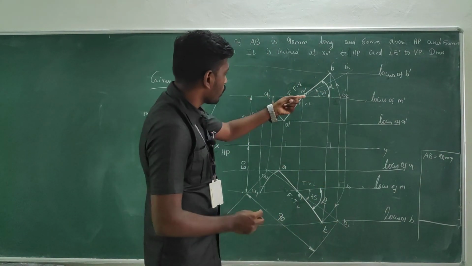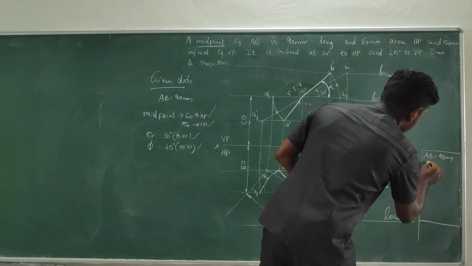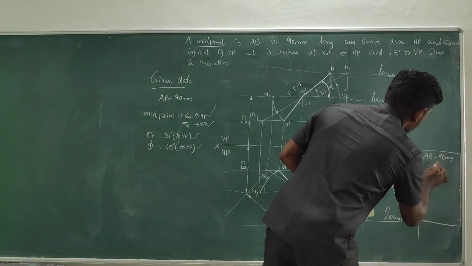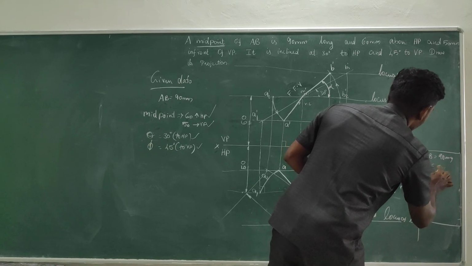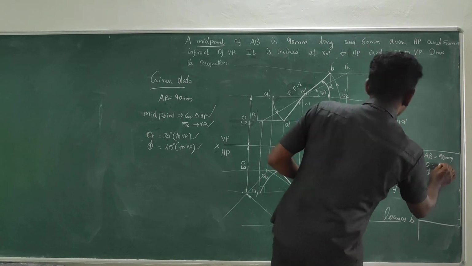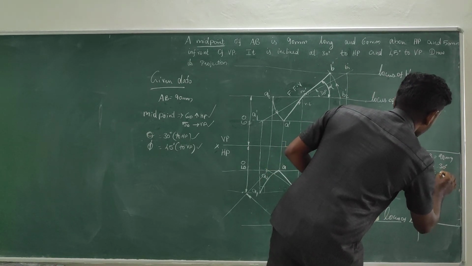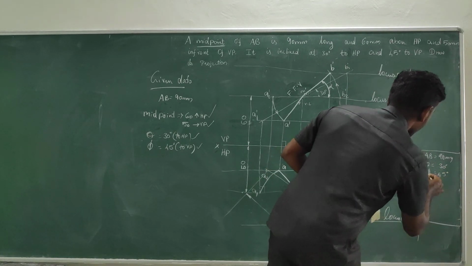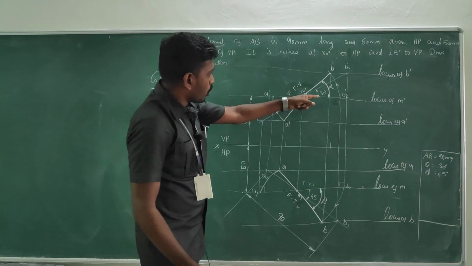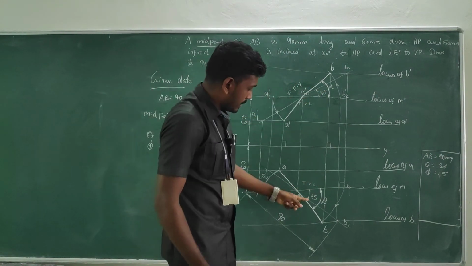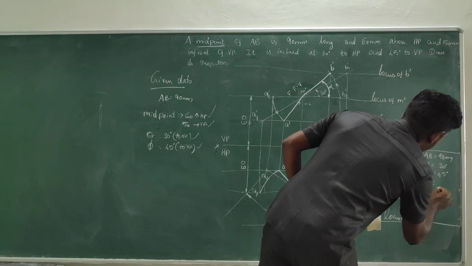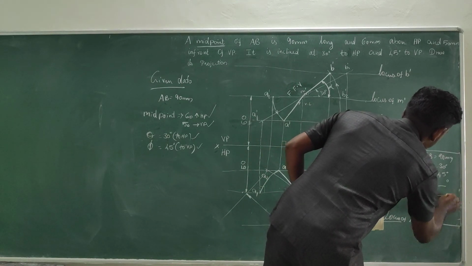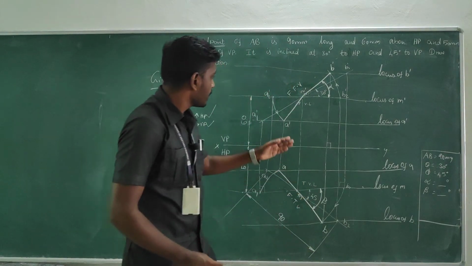Then note about phi, theta. Okay, so 30 is given for theta, and 45 is mentioned for phi. And note alpha from the profile and beta as well from the profile. Alpha and beta should be noted. We get it in degrees.